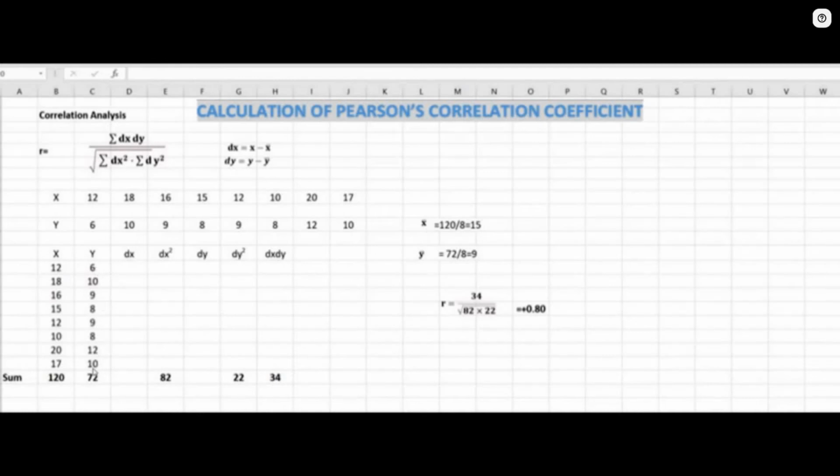For y, the total is 72, and the number of items again is 8. So 72 by 8, the mean for the y series is 9. Now we have to start subtracting each and every value from the mean. So 12 minus 15 will be minus 3.